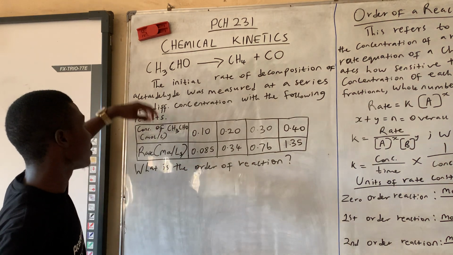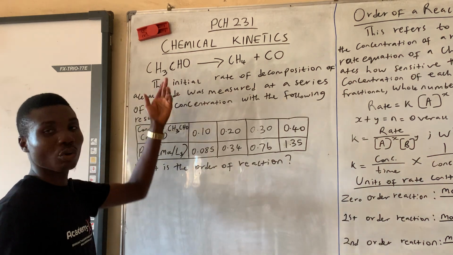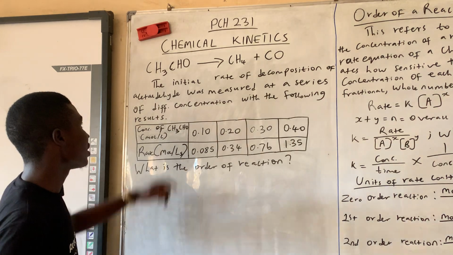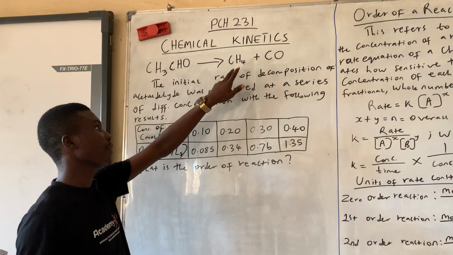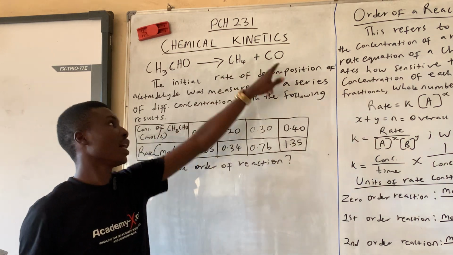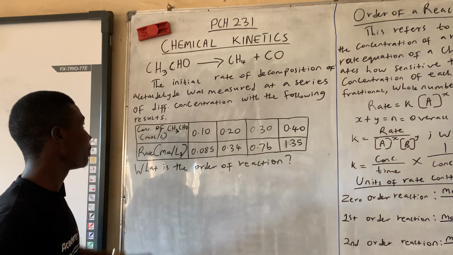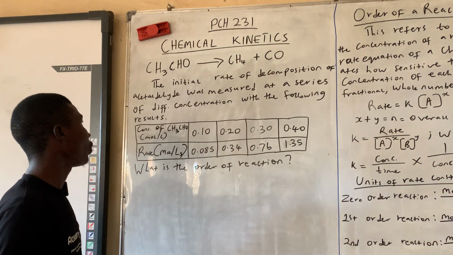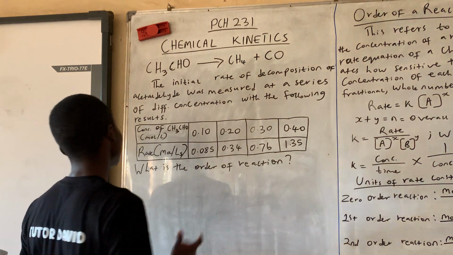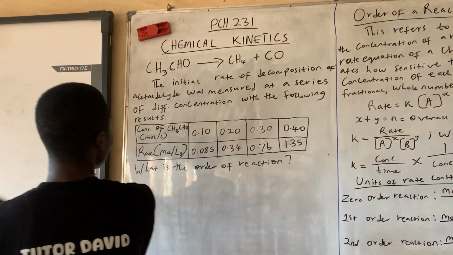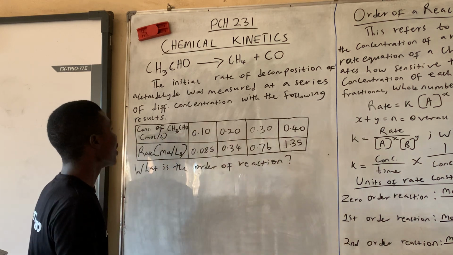So what we have here is ethanol. Ethanol, the old name is acetaldehyde. So this is ethanol. Ethanol decomposes to give methane and carbon 2 oxide. So the initial rate of decomposition of acetaldehyde, which is also known as ethanol, was measured at a series of different concentrations with the following results.